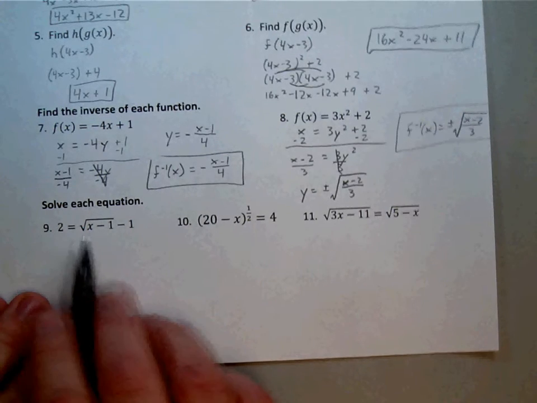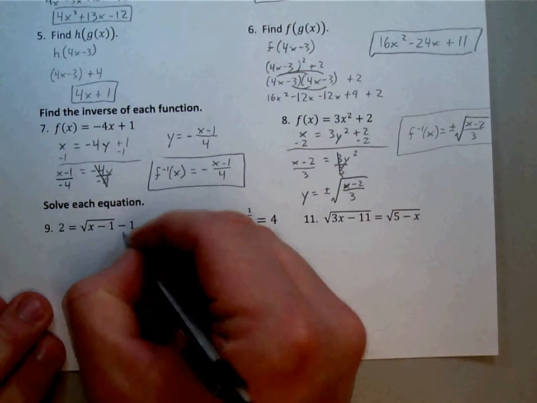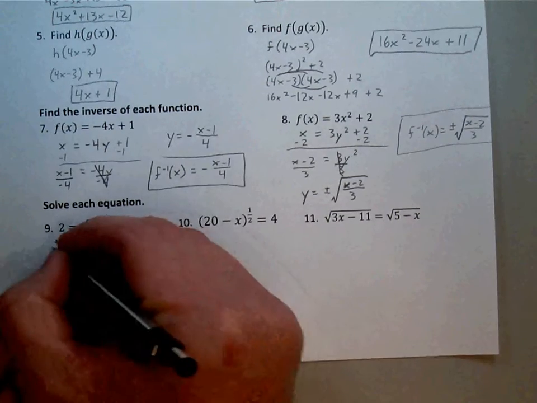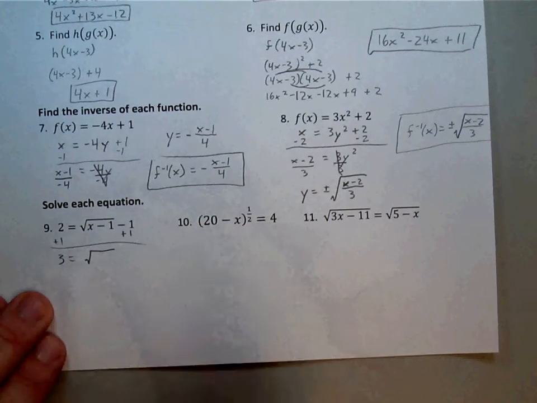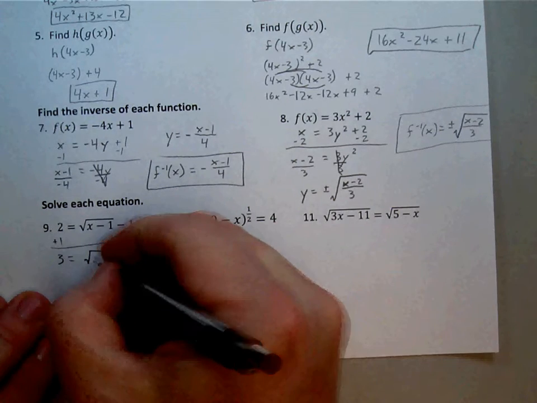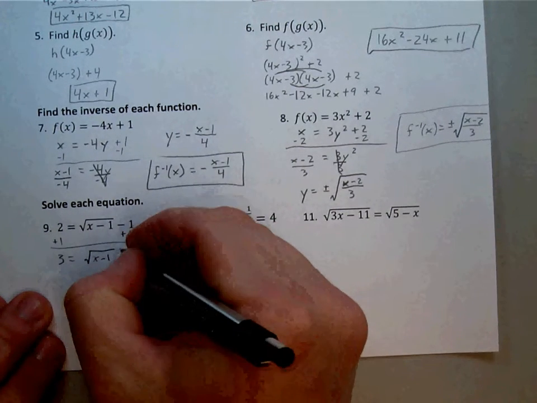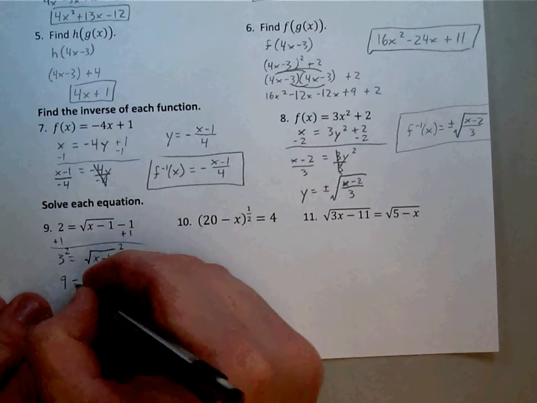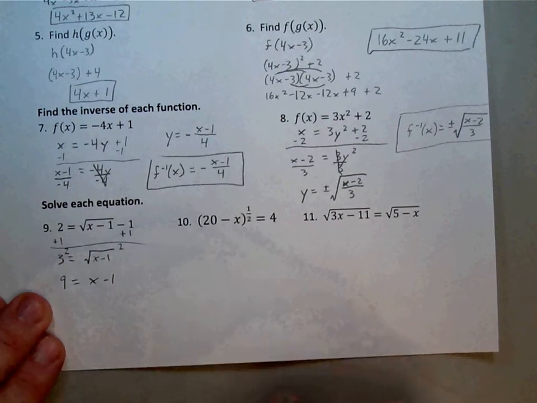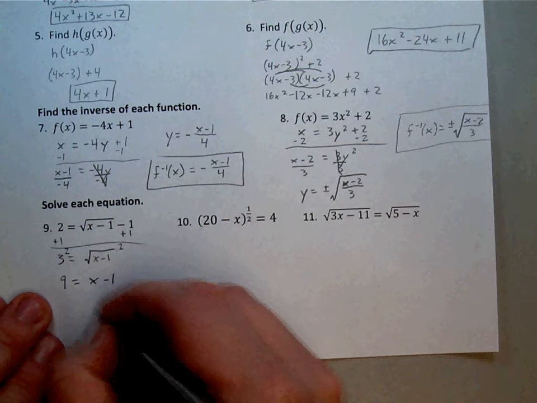Okay, number 9. I'm going to isolate the square root, so I have to add this 1 that's at the end. So 3 equals the square root of x minus 1. To get rid of the square root, I would square both sides. So 9 equals x minus 1, add the 1, and I get x equals 10.